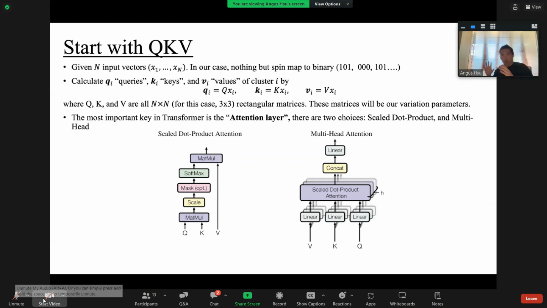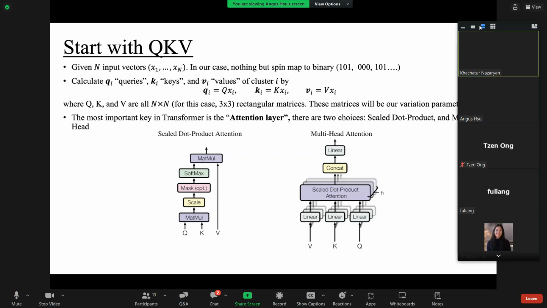So what we actually do here is, we have a spin, right? We cut them into clusters. You map it into the binary.